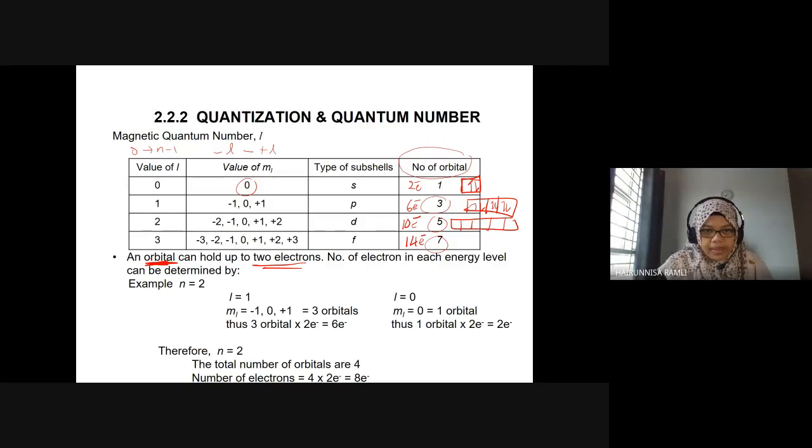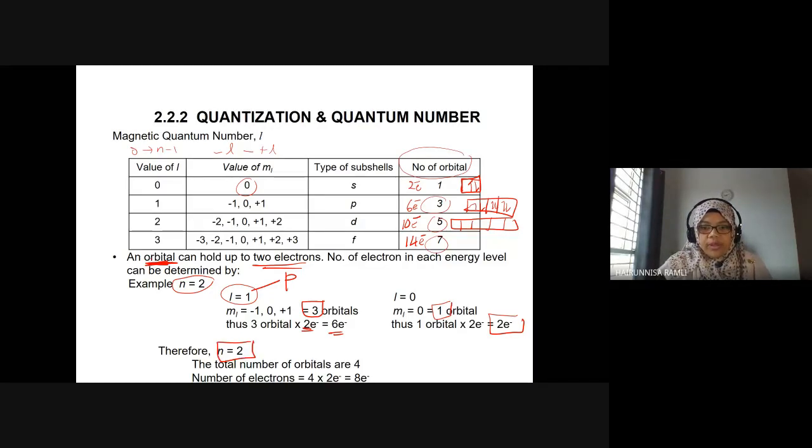Like this. Example, N equals to 2. L equals to 1. That means this is P, right? ML has negative 1, 0, 1. So you have 3 orbitals, right? So maximum number of electrons, multiply by 2. So you have 6. If L is 0, ML is 0, so you only have one orbital. So the maximum you can see is 2 electrons. Okay, therefore for N equals to 2, the total number of orbitals is 4.